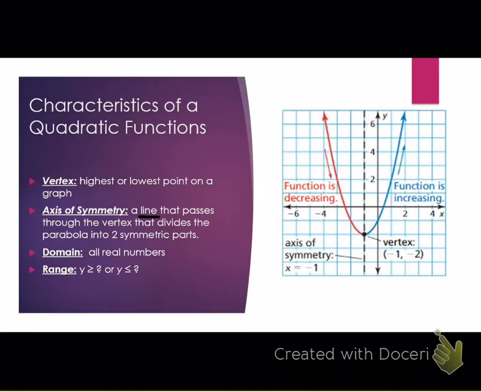How are we going to know if it's greater than or equal to, or less than or equal to? Is it opening up or down? Very good. Does the graph open up or down? That's how we're going to determine if our range is greater than or equal to, or less than or equal to. Good job, guys.